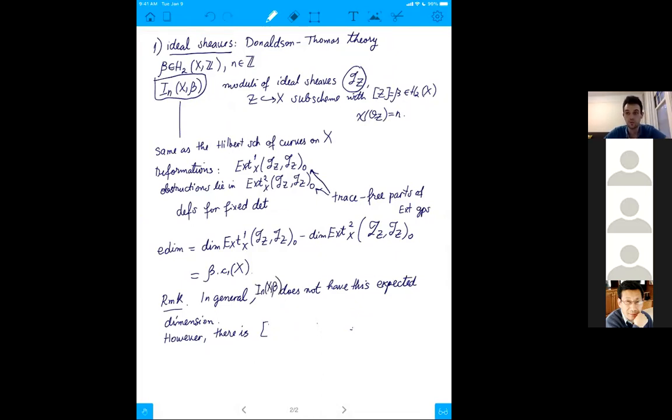So this space, of course, X is smooth. It's a smooth threefold. So I'm saying that the Hilbert scheme of curves does not have the expected dimension, but that there is a virtual class of expected dimension. So there is an algebraic cycle of expected dimension.